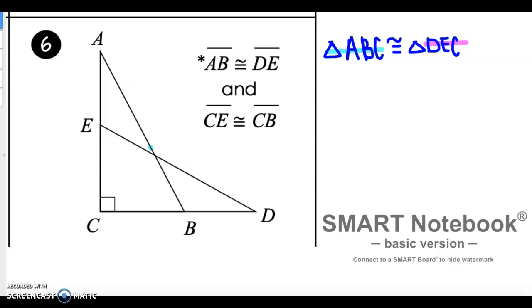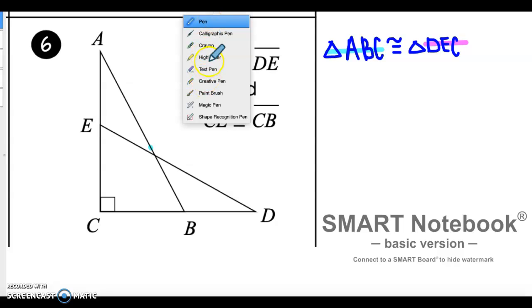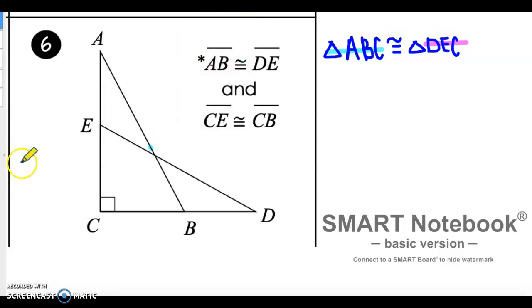The first one we're going to look at is number 6. For number 6, we want to figure out if and why triangles ABC and DEC are congruent. Something that is helpful is to take two different colored highlighters or markers or pens and highlight each triangle in its own color. I'm going to highlight triangle ABC in blue. This just makes it easier for us to see what we're looking at. So ABC I'm going to highlight blue, and then DEC I'm going to highlight in this pinkish purple color.